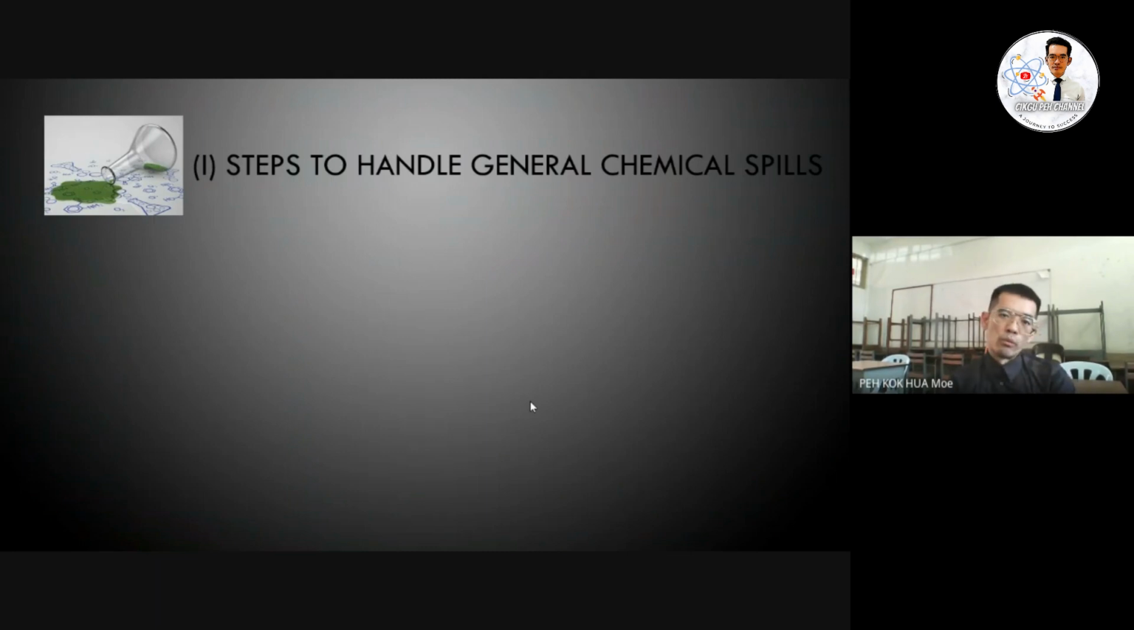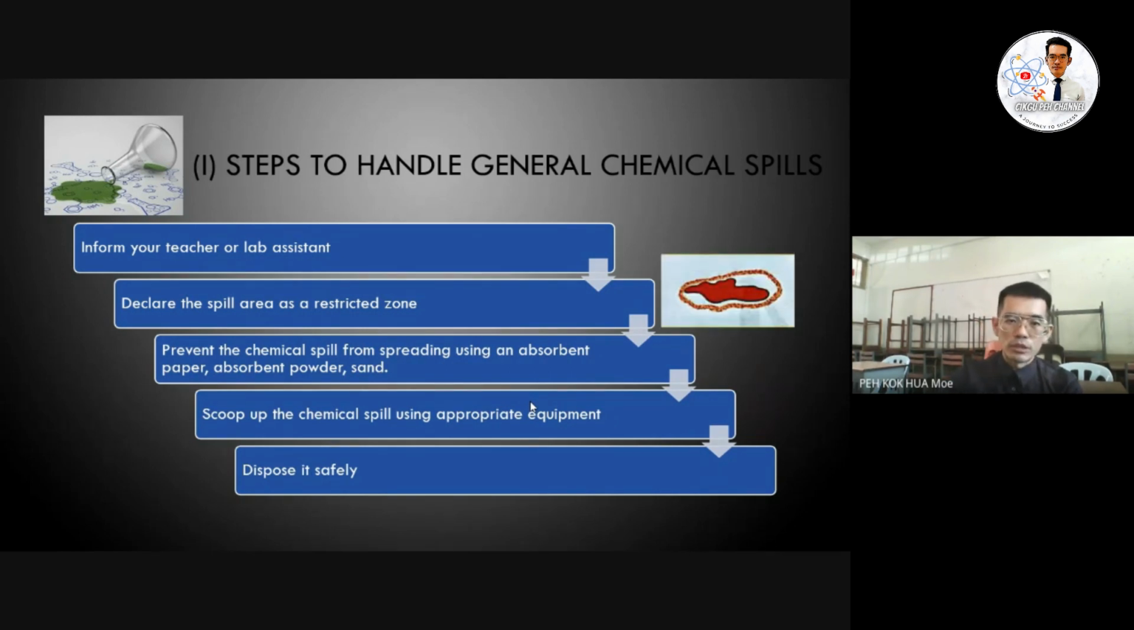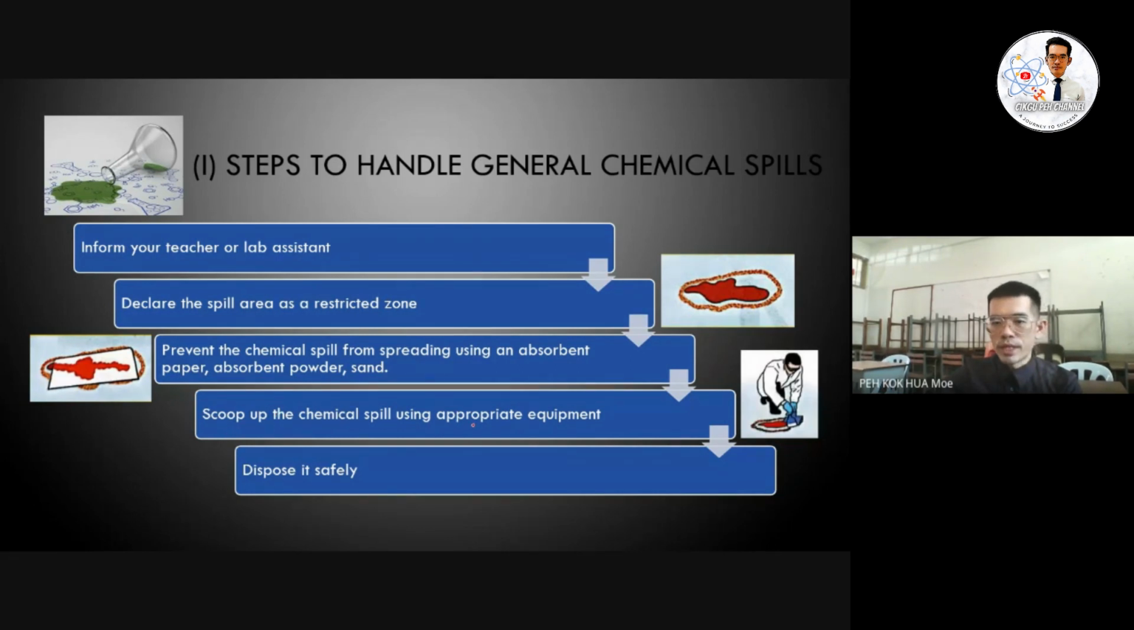When we handle a general chemical spill, these are the steps you have to follow. First, inform our teacher or lab assistant. Second, declare the spill area as a restricted zone; you can see the figure. Prevent the chemical spill from spreading using absorbent paper, absorbent powder, or salt. You can look at the figure here, they are using the absorbent material to absorb the chemical. Then scoop up the chemical spill using appropriate equipment. The last step is to dispose of it safely, with a label, in the dustbin.